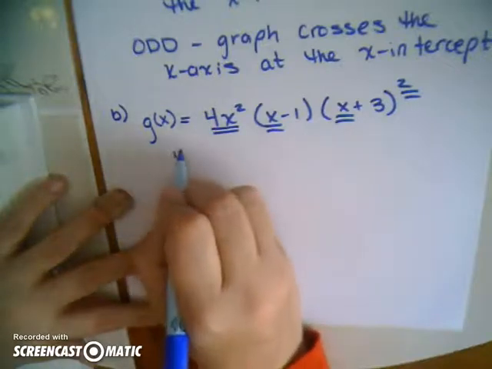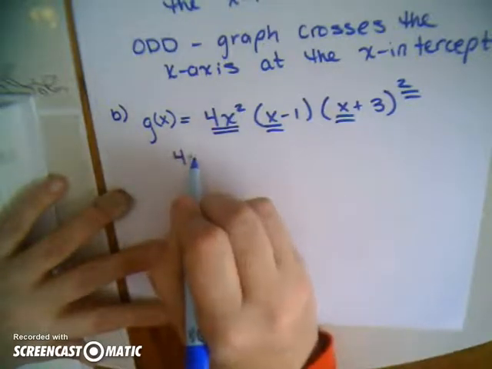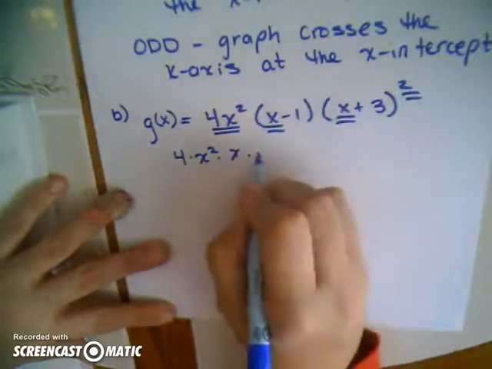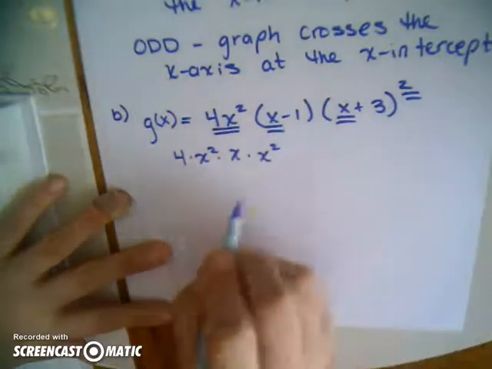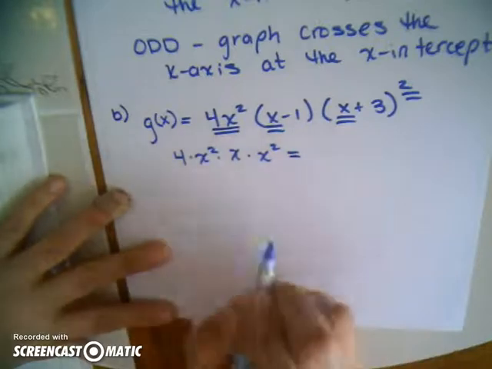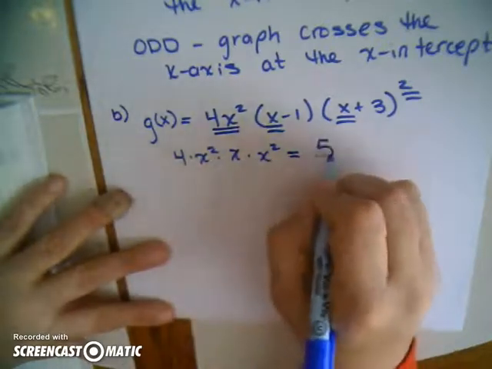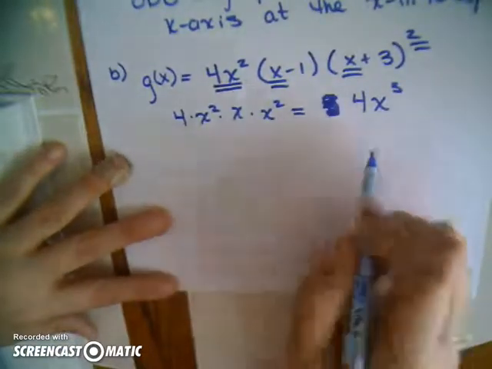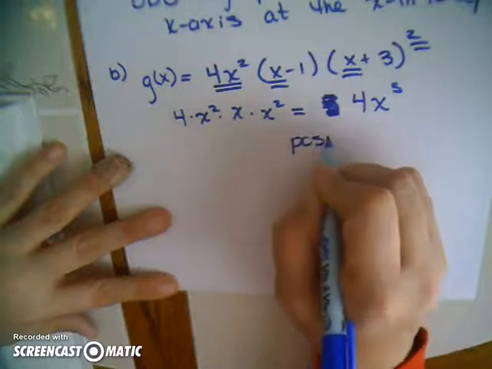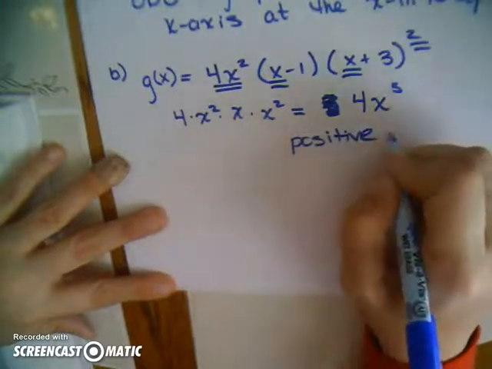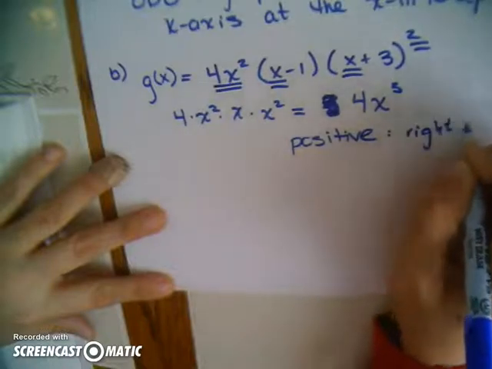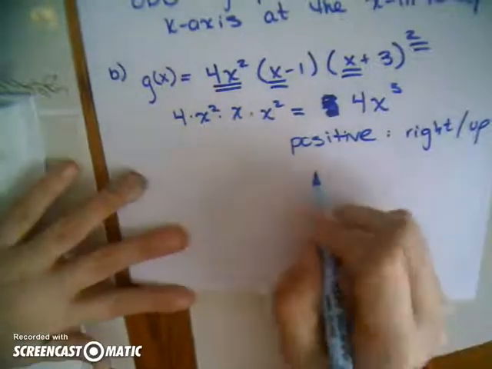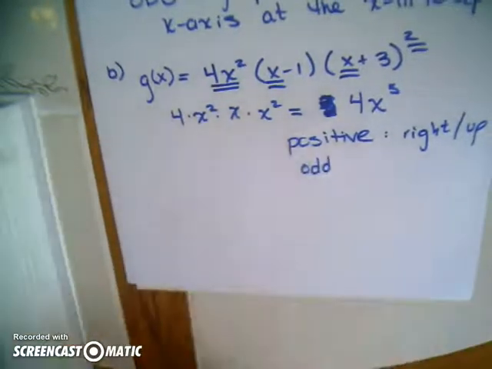So I've got a 4, I've got x squared, and this has just 1x. And this has x squared as well. It's x plus 3 squared. And we only want to know what the leading term would be. We don't need to FOIL all this out. So this would be 4x to the 5th. So it's positive. That means the right goes up. And I'm just about out of my 15 minutes, so I'm going to start a new video to finish up this problem. But I also want to say it's odd, so the left does the opposite and goes down.